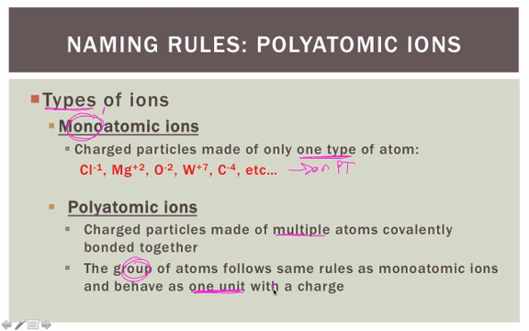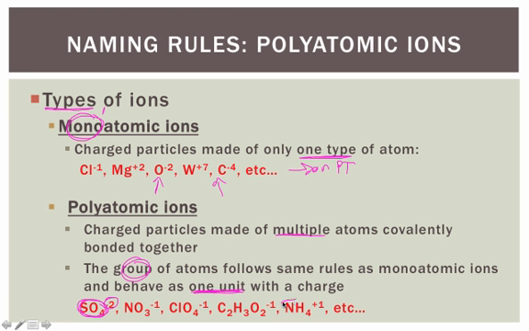So even though these polyatomic ions are made up of many atoms, they behave as one charged particle, just like the charged particles we had from up here. Let's take a look at some quick examples. SO4 with a charge of -2. It's made of a sulfur atom and 4 oxygens, but it doesn't matter. This whole thing behaves as one ion with a charge of -2, much like the oxygen ion up here behaves as one ion with a charge of -2.